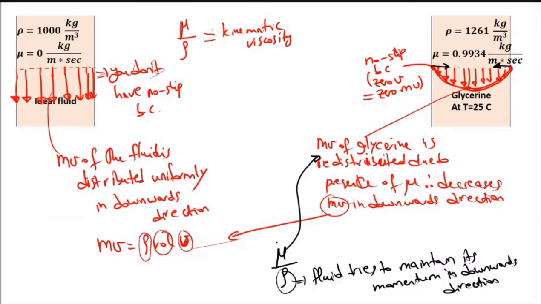Therefore, we are comparing two effects. One is trying to diffuse the momentum, decrease the value of it, and redistribute it in the y direction, and the other one tries to keep its momentum. It tries to maintain its momentum in the downwards direction. This is the definition of the kinematic viscosity.